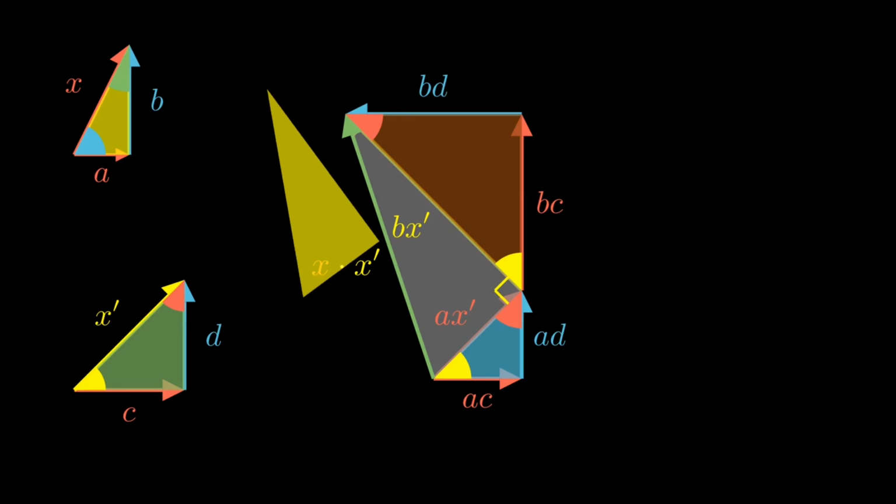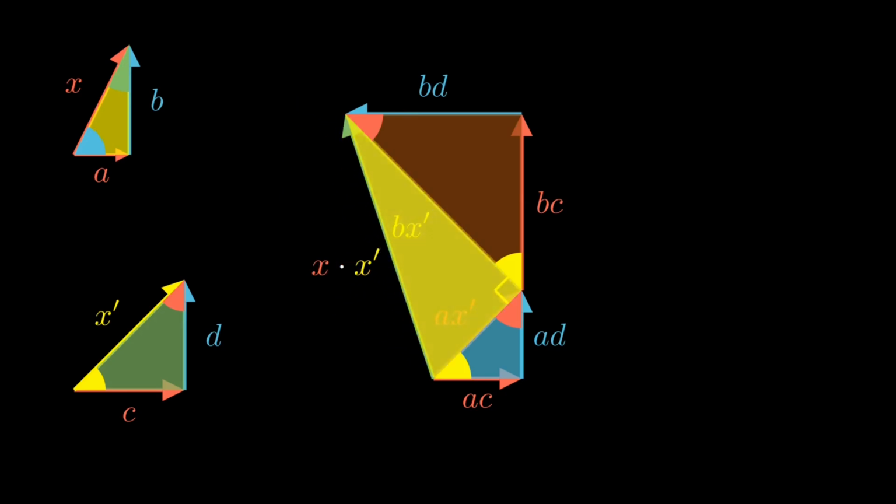Now observe that the gray and yellow triangles are similar. The gray triangle is just a scaled version of the yellow one with x prime as the scaling factor. Since they are similar, their angles are congruent too. This means the angle of the resultant is simply the sum of the blue and yellow angles. So we have observed another important fact. When we multiply two complex numbers, we add their angles to find the resultant angle.